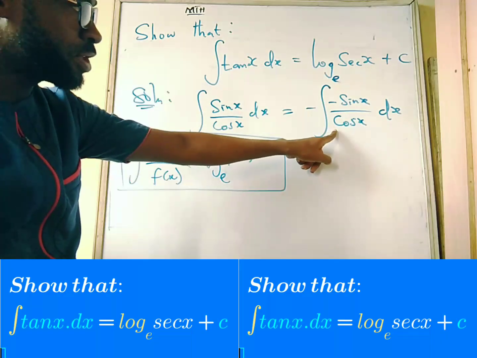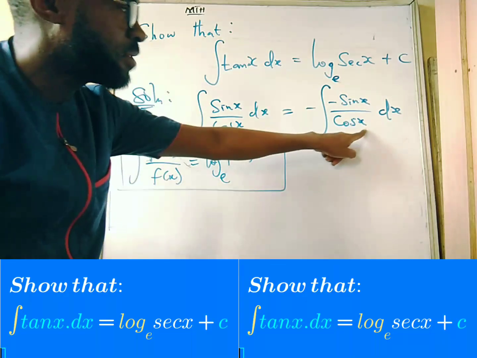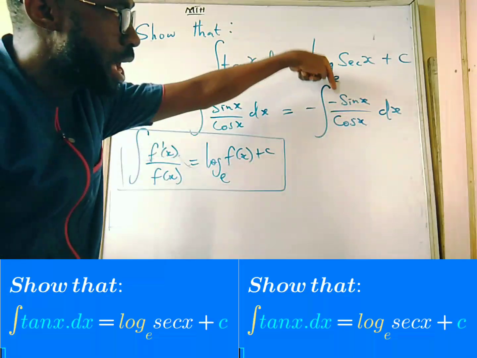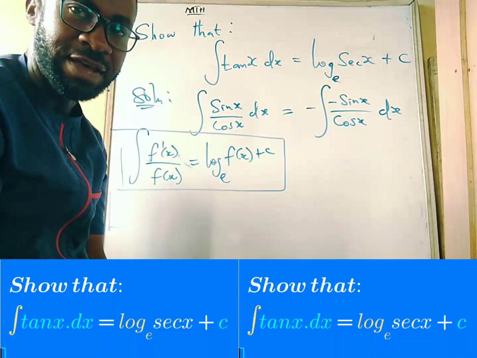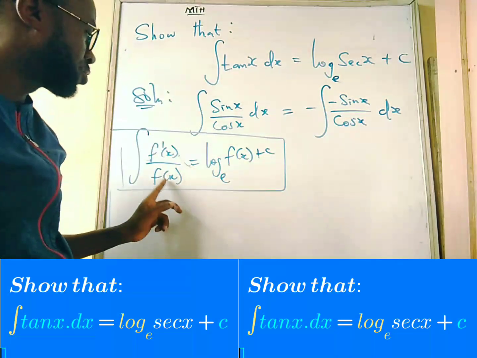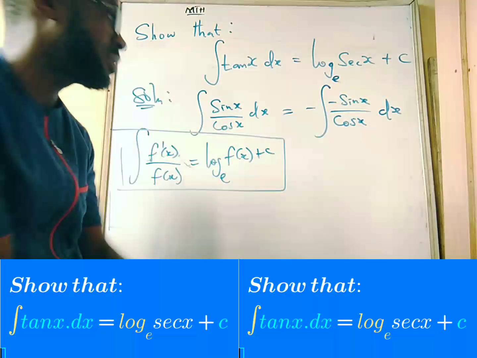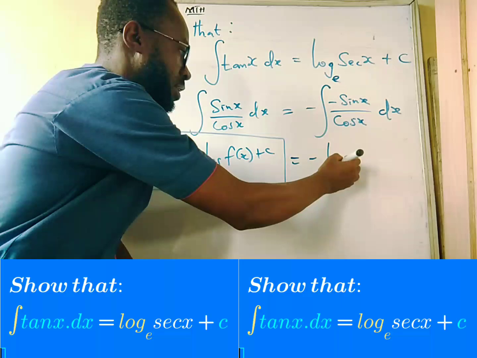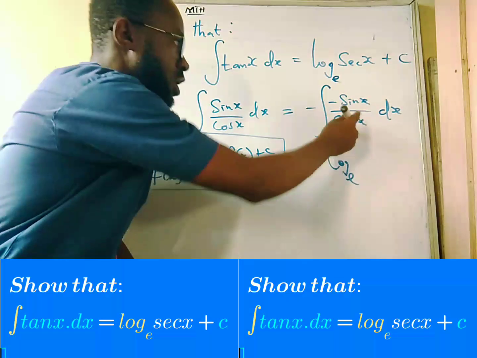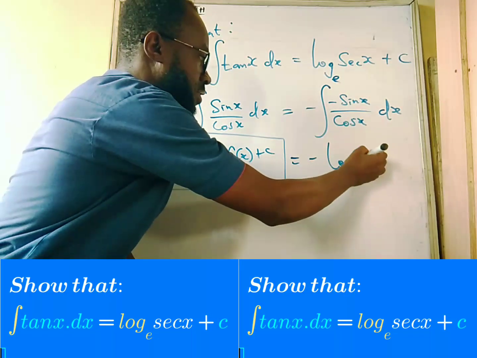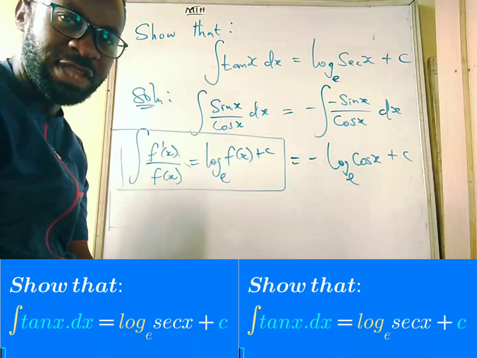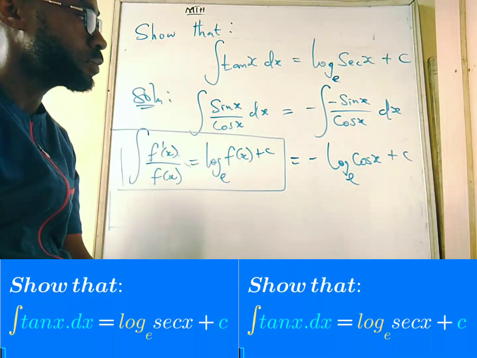That's what is going to happen here, because if I differentiate cos x, I'm going to get minus sin x. So I'm going to apply this rule now. Since this will give me exactly this, I'm going to put log to base e of cos x, then plus my arbitrary constant, which is c.